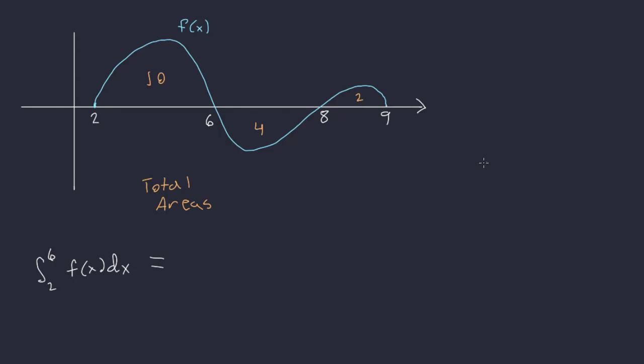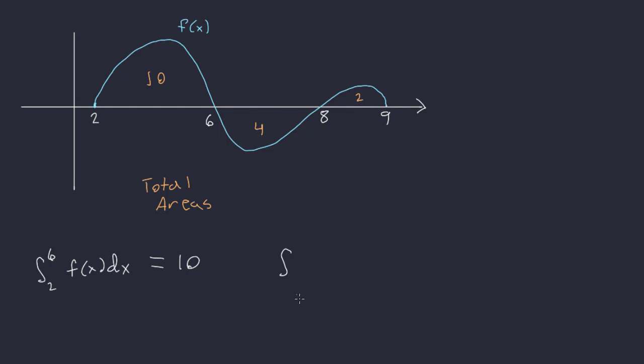Okay. Well, we're just really talking about this region right here, right? From 2 to 6, the area between the graph and the x-axis is this, and we're told that that is 10.